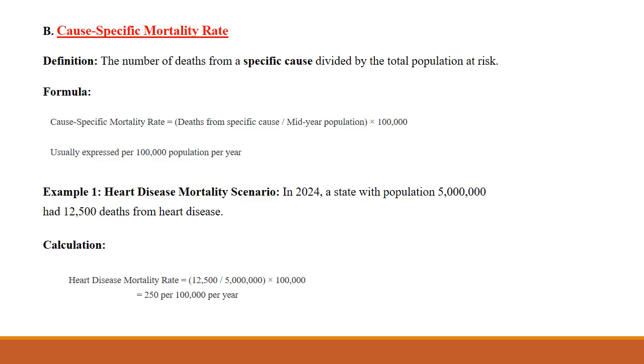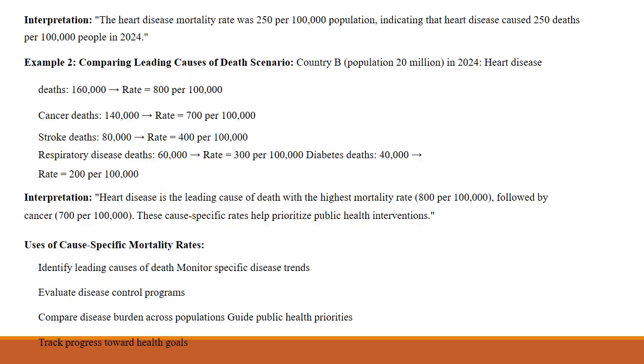This is the example: heart disease mortality scenario in 2024. A state with a population of 50 lakhs had 12,500 deaths from heart disease. After the calculation, the result will be 250 per 1 lakh per year.